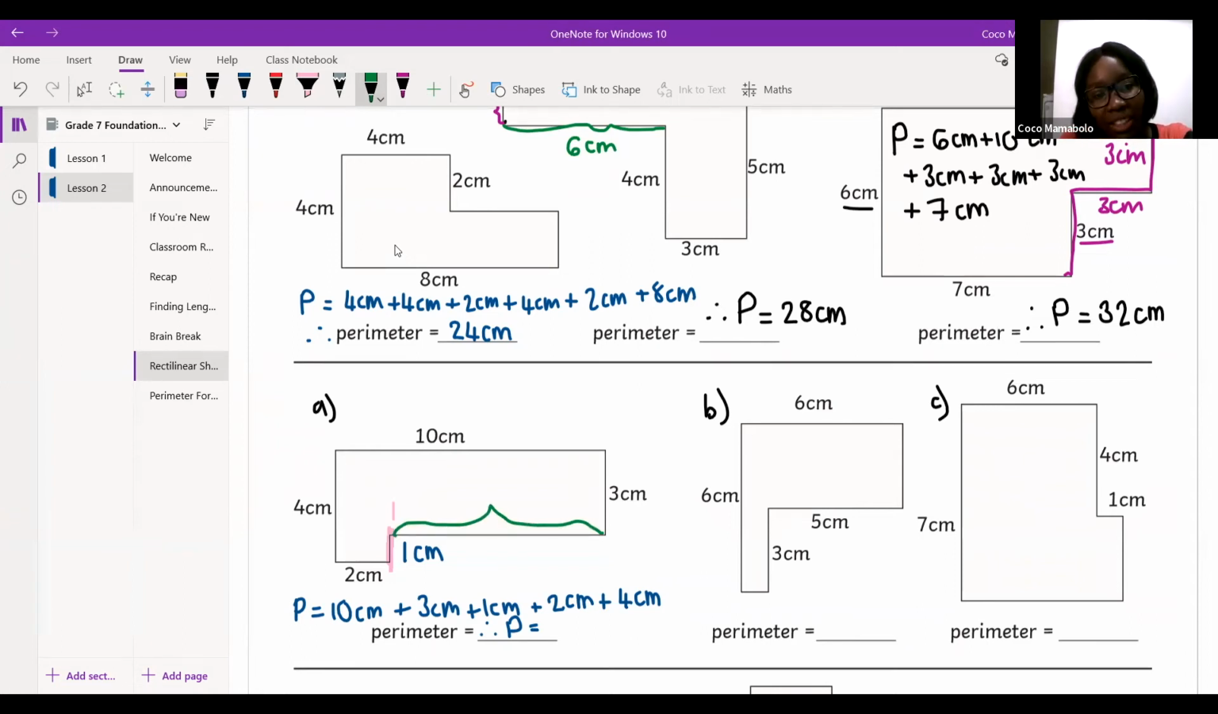This side is also missing. If that side is 10 centimeters and they've given us 2 centimeters, this should be 8 centimeters. So plus 4 centimeters plus 8 centimeters. Therefore, P is equal to 10, 13, 14, 16, 28 centimeters. There we go. This should be 28 centimeters. Nokwezi, you don't know my life. I was testing you.